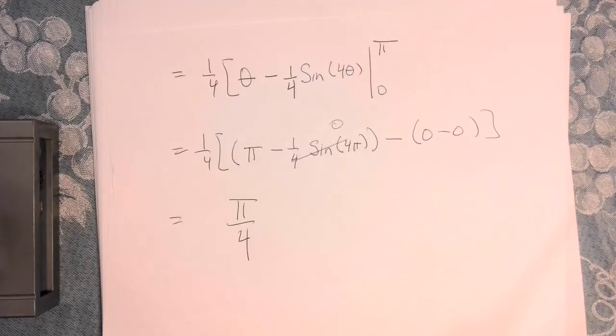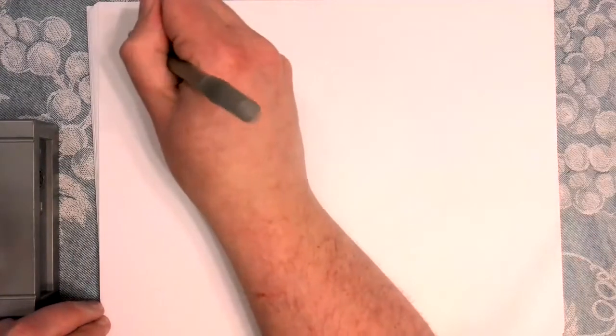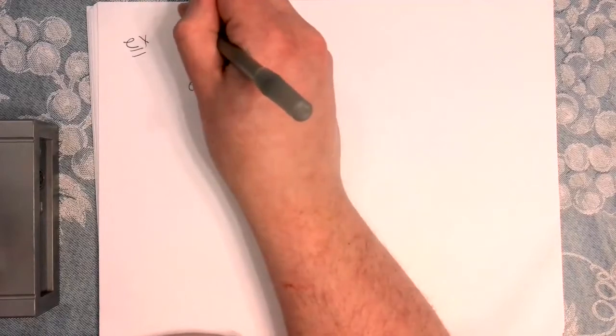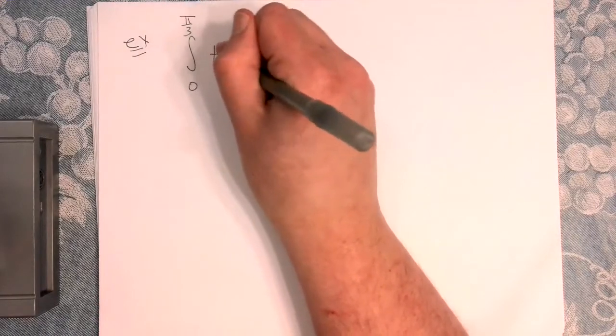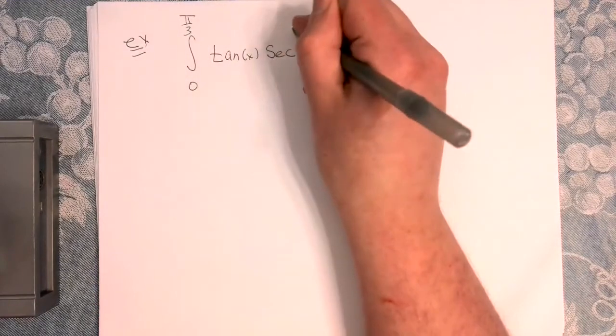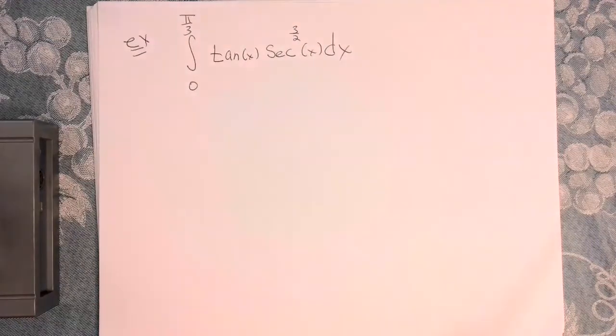Okay, so for the next one, I think we should try one involving tangent and secant. Let's go ahead and try that. So let's look at the integral from 0 to pi over 3 of tangent of x times secant to the 3/2 x dx.